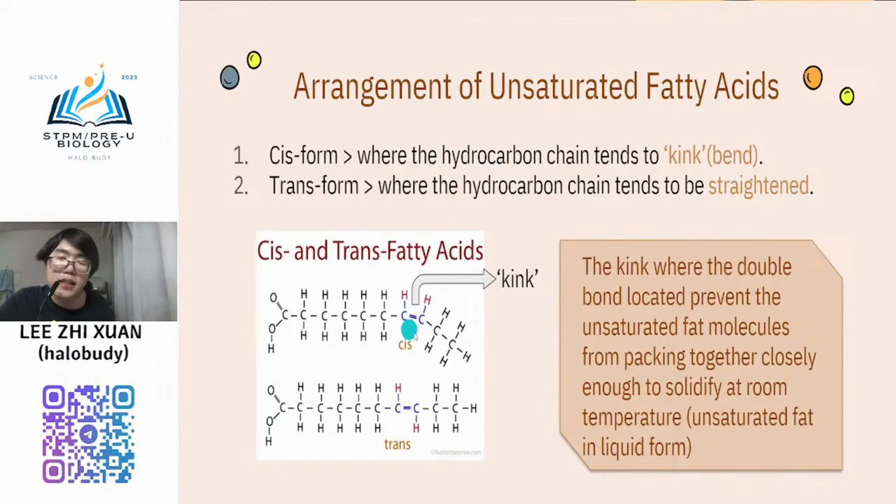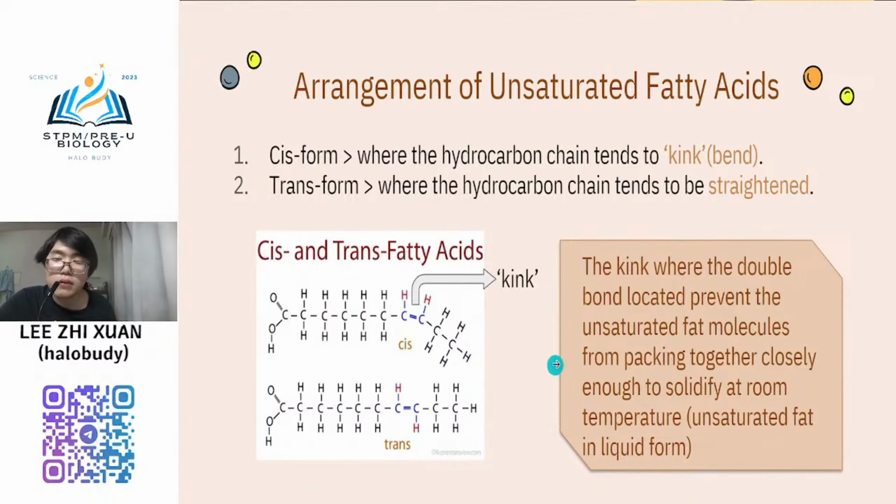You see this double bond, right? The hydrogens are at the same side, either at the upper part or the bottom part. If the hydrogens are arranged at the same side, this one is cis form, and it will produce the bend shape. This is called a kink structure. And this is very important in terms of the plasma membrane. Later you will see it in the plasma membrane.